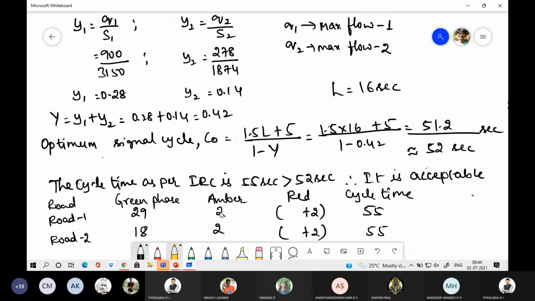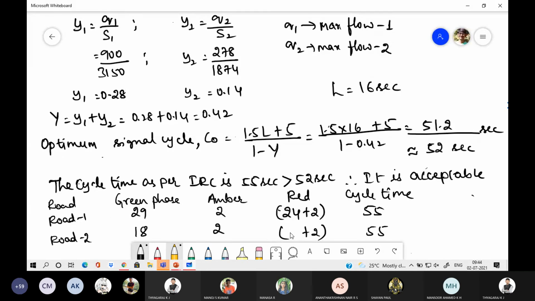55 minus 29 minus 2. How much are you going to get? Check it. The signal timing we have already written is 55 seconds. So 55 minus 29 minus 2 gives 24. Okay, that will be the red time.